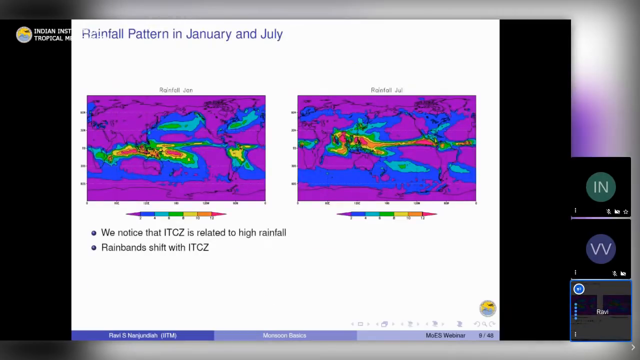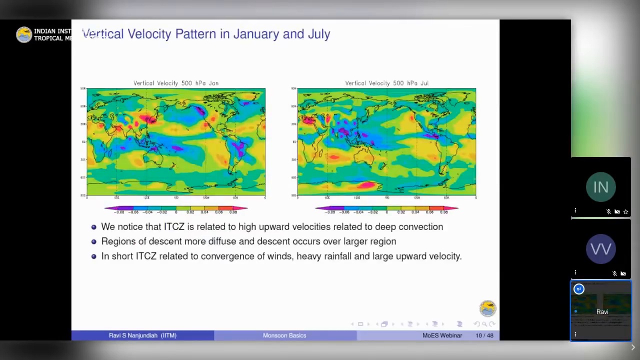This is the rainfall pattern again. And as I said, we are in this ITCZ, and the highest rainfall region in the month of July is in the Pacific and over the Indian region. And rain bands, as we can see, shift with the ITCZ. So what we are seeing as the Indian monsoon is part of the seasonal shift of the intertropical convergence zone.